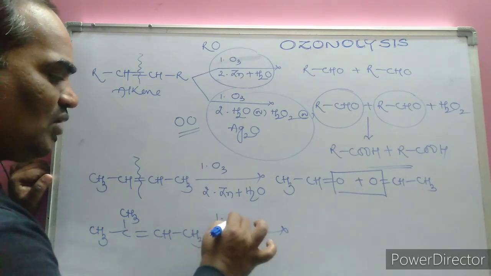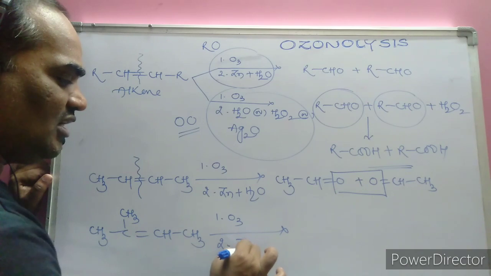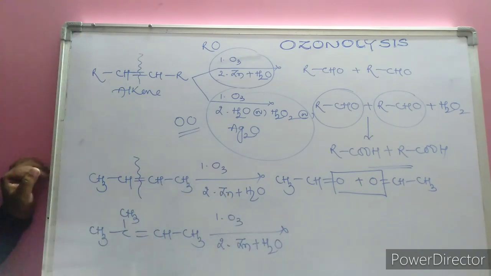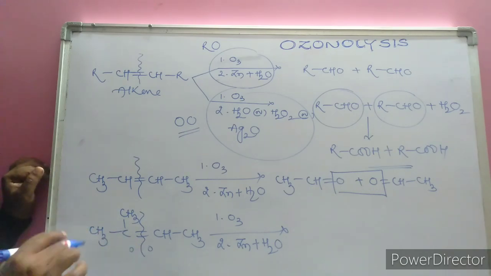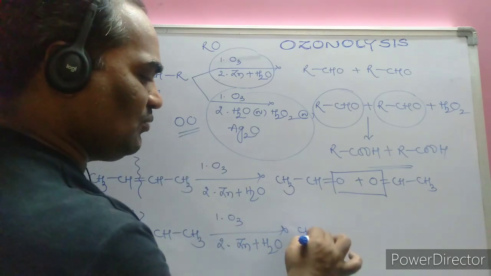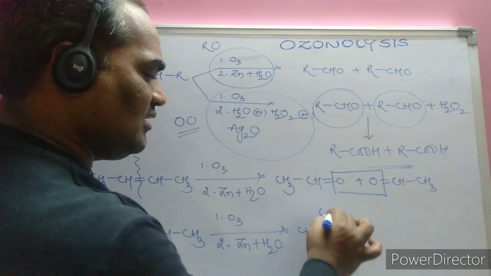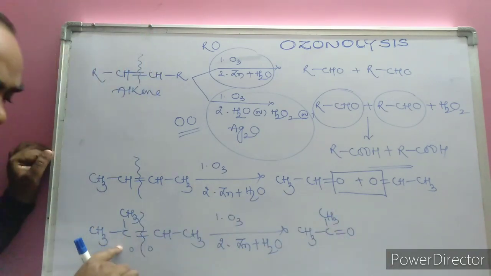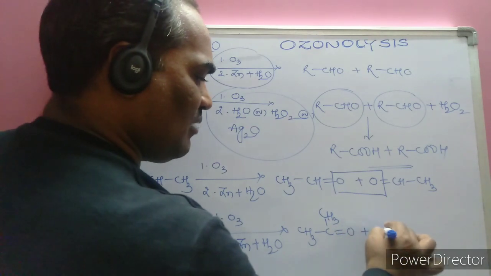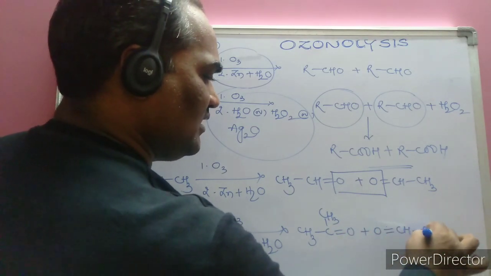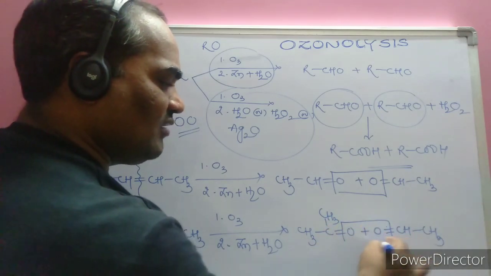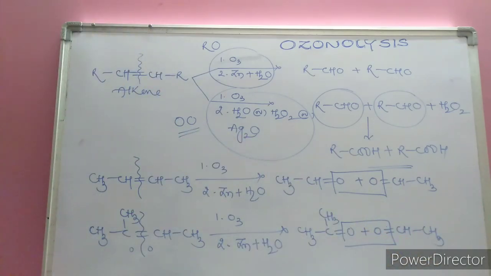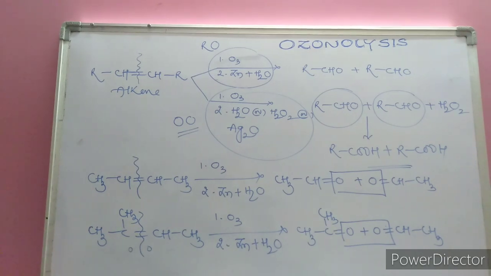Step 1 is the same, ozonolysis. Step 2 is zinc plus water. Wherever the double bond is there, simply break the double bond and add the oxygen atoms to the respective carbon atoms. CH3, CH3 with C=O, and the other double-bonded carbon gives CH and CH3. One is the ketone acetone, another is acetaldehyde. If you want the retrosynthesis, remove the oxygens and place a double bond between the carbon atoms.